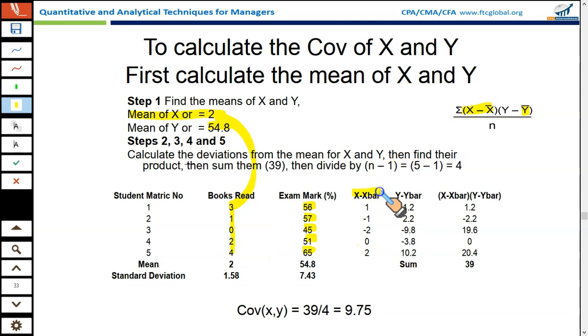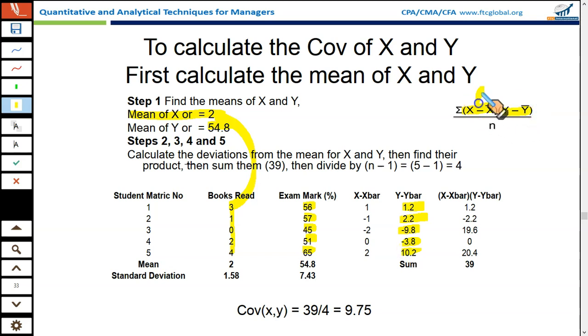This element is completed. Next we have y minus y bar. 56 minus 54.8, 1.2. 57 minus 54.8, 2.2. 45 minus 54.8, negative 9.8, and then these two. So we've got y minus y bar as well.